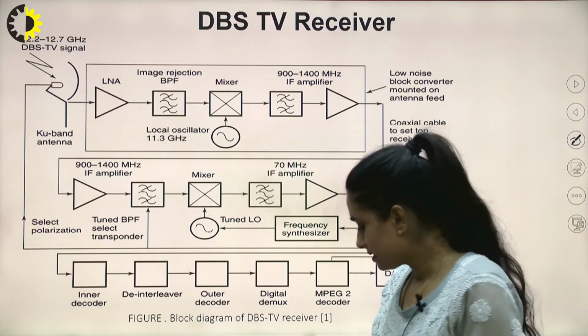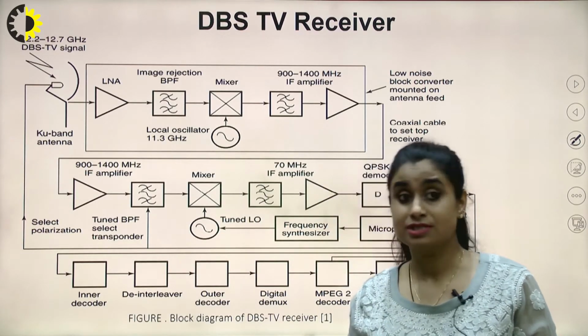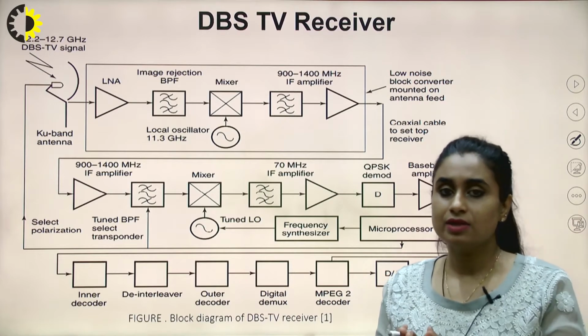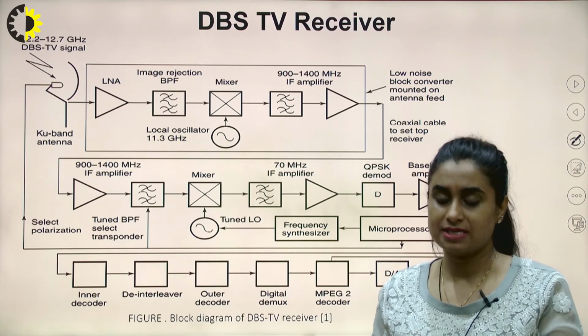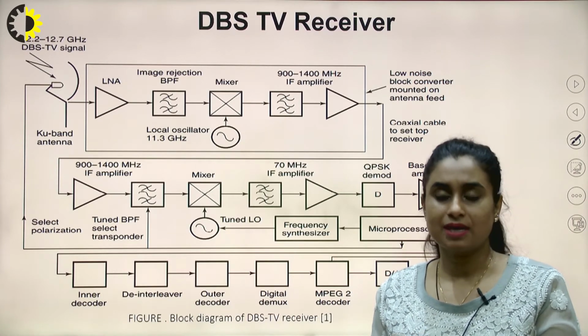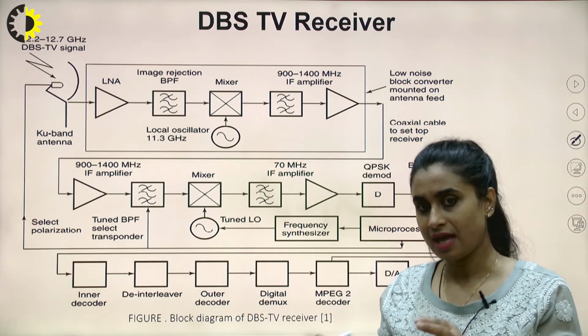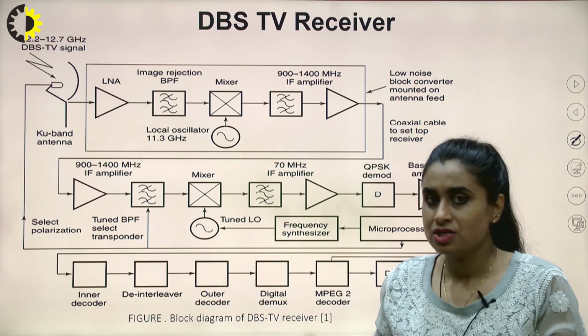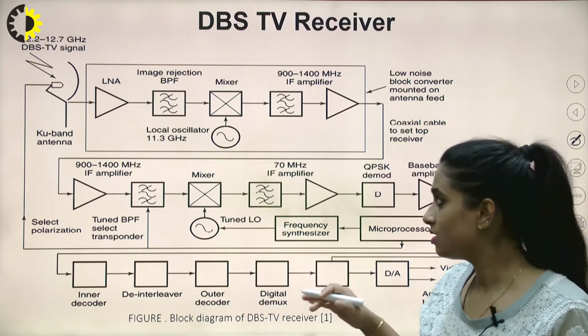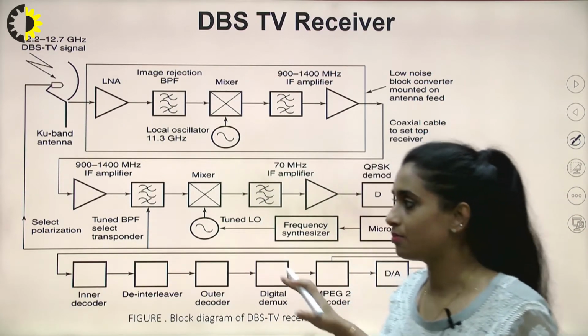So let's talk about the DBS TV receiver. We know it has 4 basic parts: the dish antenna, the set-top box, the cable connection, and the remote that we have. So let's see what this complete receiver is composed of.